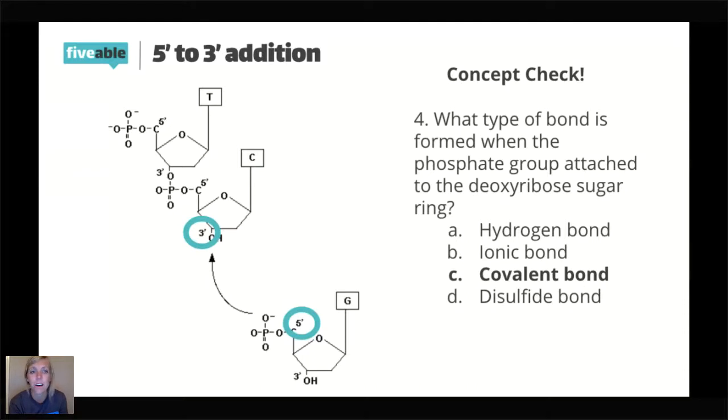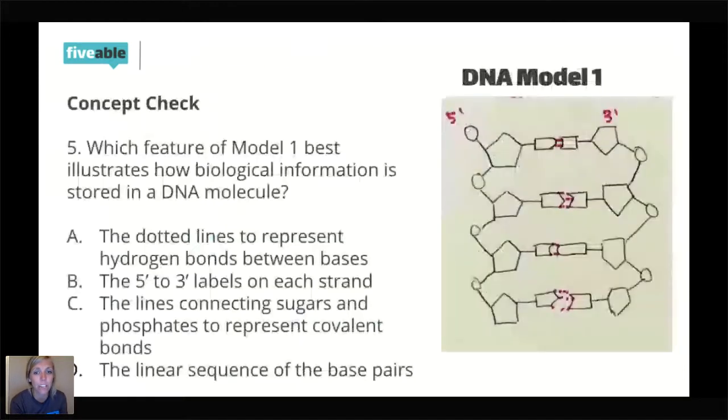Okay. Here's another multiple choice question. So AP College Board's also really into models, and so they'll show you the same thing but 3 different ways, and you have to know why each model is the way that it is. So here's one model of DNA. It's not fully labeled, and that's on purpose. So 5 says, which feature of model 1 best illustrates how biological information is stored in a DNA molecule?